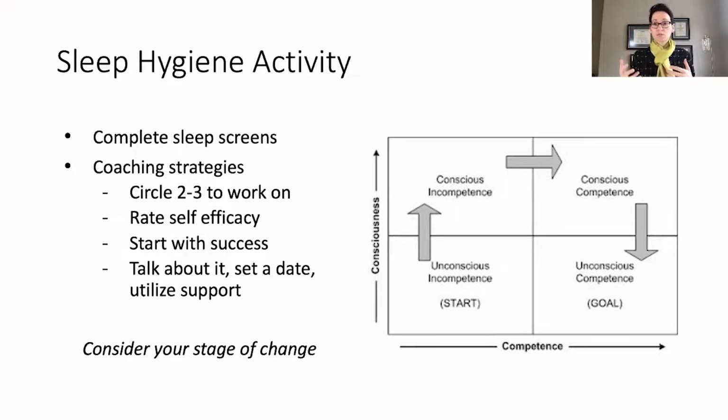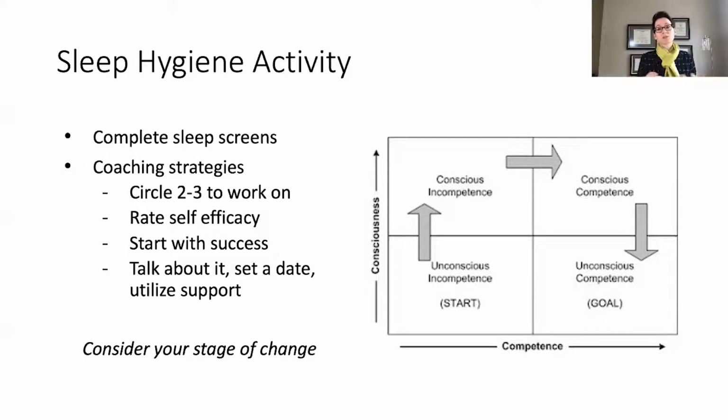Circle 2 to 3 things that they want to work on. Rate their self-efficacy, which is on a scale of 0 to 10. How confident do you think you can follow through with these recommendations? You want your patients to answer 7 or above. If they answer below a 7, then you're going to have to stop and say, okay, what are some of the difficulties in implementing these changes? And what can I do to help you implement these changes?